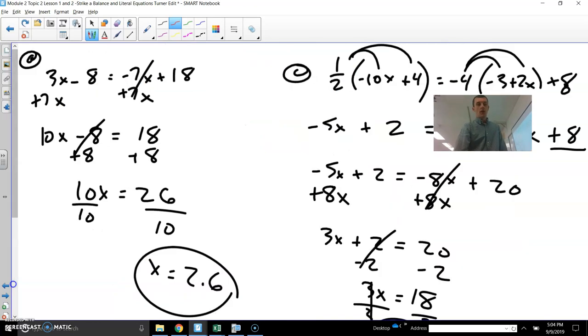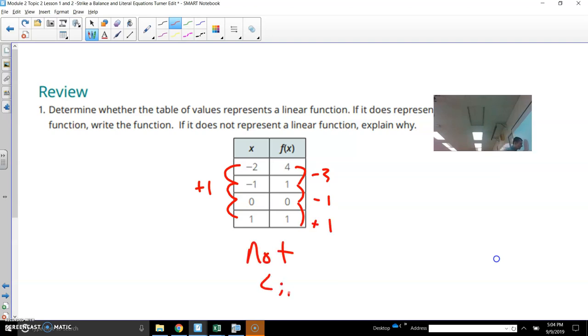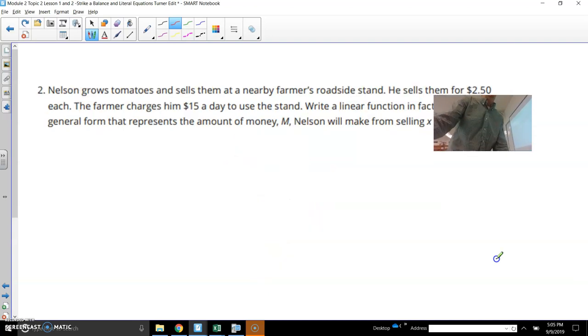Okay. So let's talk about some review. This review is asking us to determine whether the table of values represents something that's linear. And if it is, try to write the function, like what the equation is. So I'm going to start by studying some behavior here. In the input side, they're all consistently adding 1. This one subtracted 3, then it subtracted 1, then it added 1. I do not believe this is linear. Not linear.